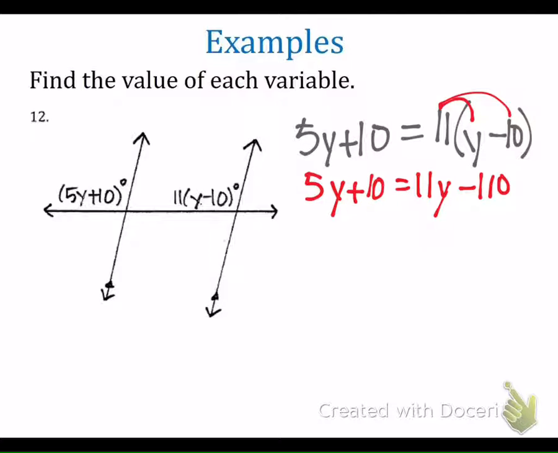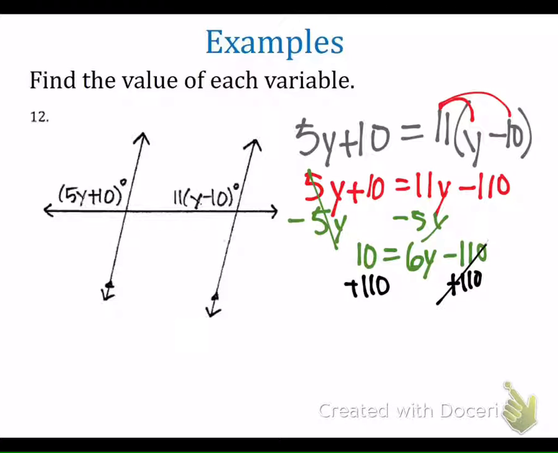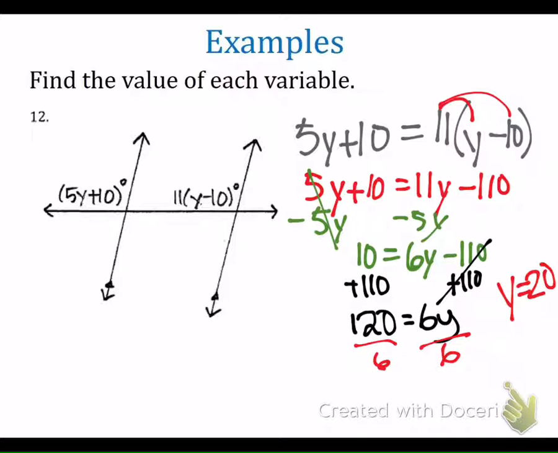Then what? Subtract the 5y. So 10 equals 6y minus 110. Add the 110 to the 10. That's 120. So 120 equals 6y. y equals 20. Good. This would be another good one for the plug it back in and tell me what the measure of the other ones are. So just be aware that might be coming.